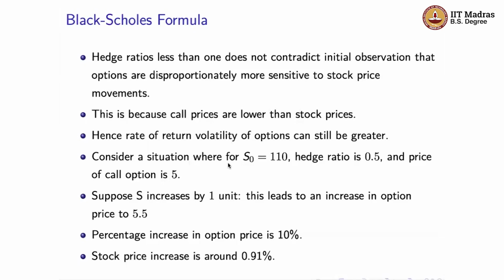Whereas what's the percentage increase in the stock price? This has just moved from 110 to 111. So the stock price increase is actually much lower, right? So it's 0.91%. So this is more volatile in that sense. And you can also calculate the elasticity, which is the ratio of these percentage changes. So that would be around 11, right? So that's even higher, right?